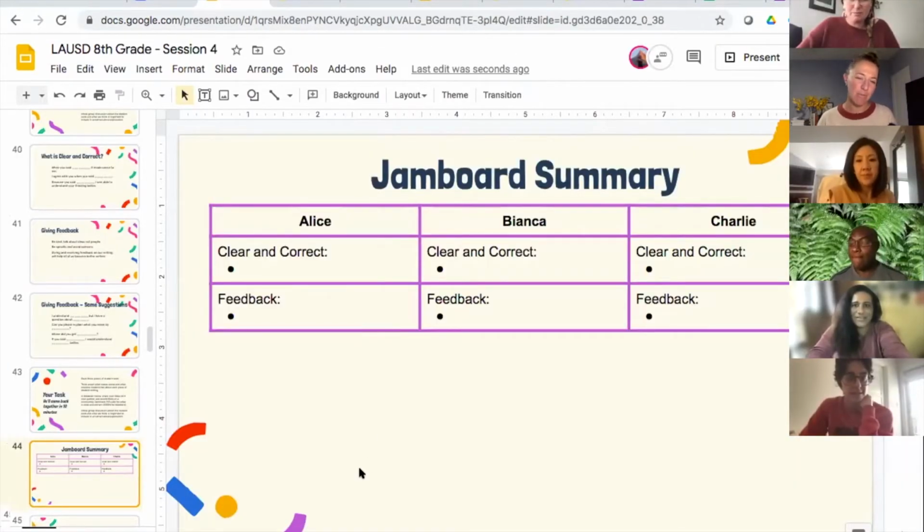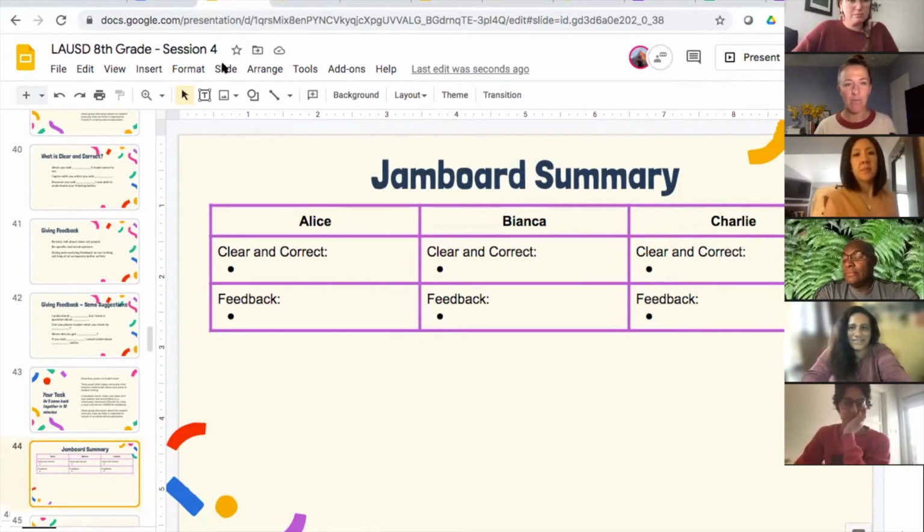I know that was probably not nearly enough time, but hopefully you got to at least start to talk about what are some of the things that we appreciate or value in a mathematical explanation.